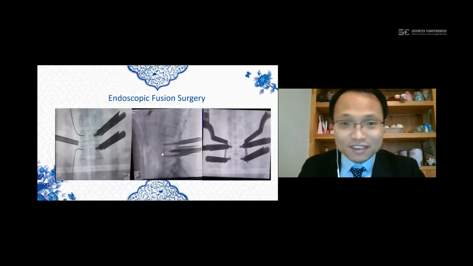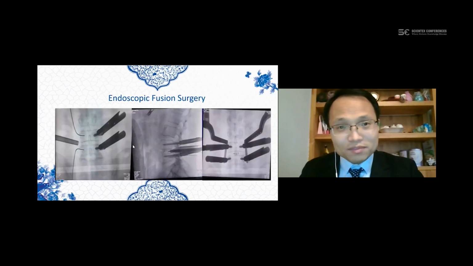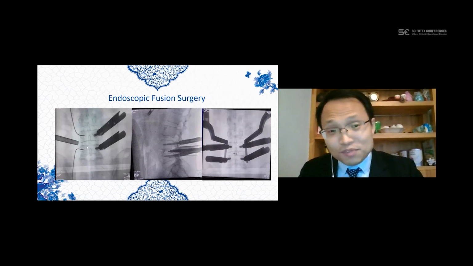Here are some X-rays I did for endoscopic fusion surgery. Firstly, I insert pedicle screws on the contralateral side, and I leave the guide wires in the pedicle for the time being. I decompress first, and then I insert a cage device between the intervertebral disc, and finally the spondylolisthesis was well reduced.